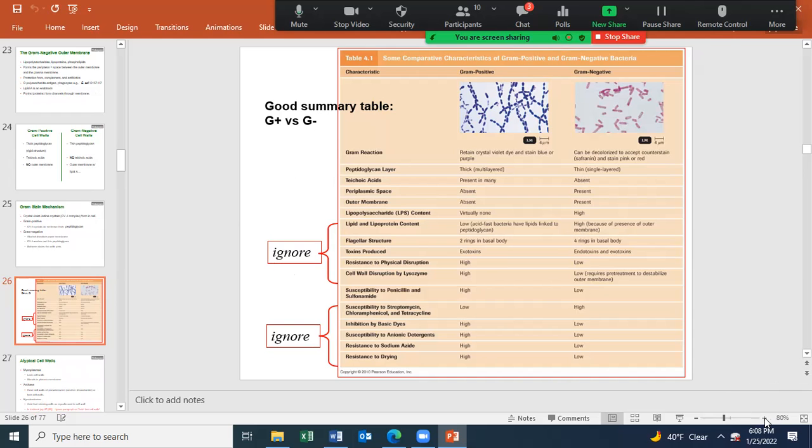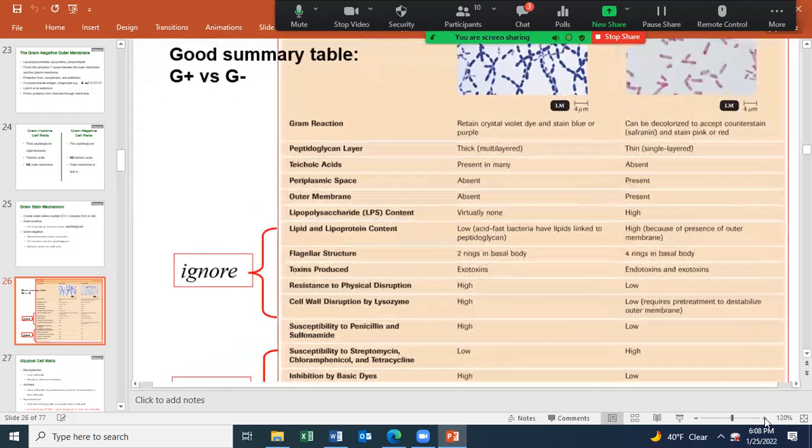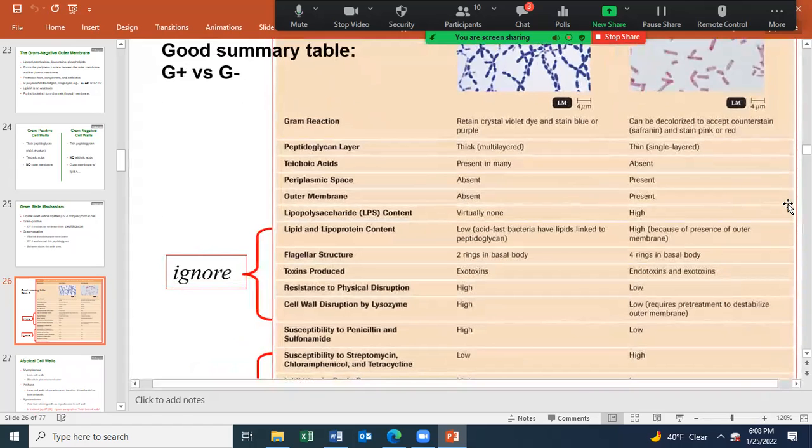And this slide is showing you some differences between the gram-positive cell and the gram-negative cell. And you only need to know the top things. You can ignore the bottom things.